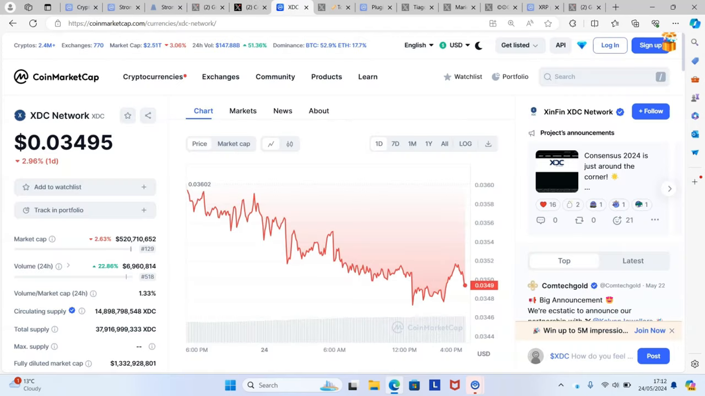Moving on to the XDC network. The price is currently at 3 cents. There is no doubt people are not going to be happy. We've had so much huge news going on for the XDC network over the last couple of months. But guys, I think XDC 2.0 is going to change this around, but maybe not, guys, because we are in it for the long haul.